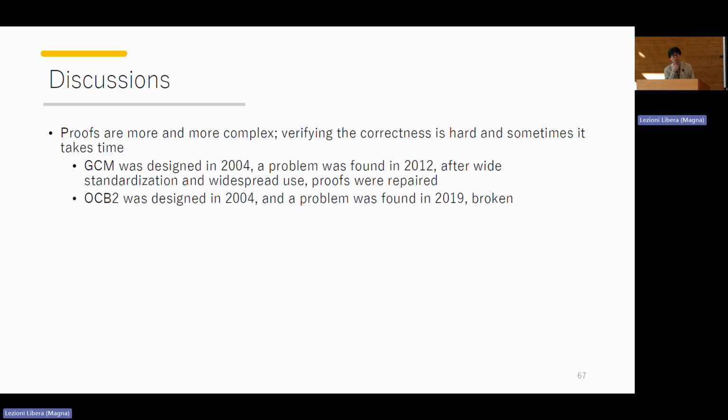Proofs are more complex. Verifying they are correct is hard, and sometimes it takes time. In the case of GCM, this was designed in 2004. The problem was found in 2012 after wide standardization and widespread use. Fortunately, in this case, proofs were corrected without changing the specification. OCB2 was designed in 2004. The problem was found in 2019. It was broken.